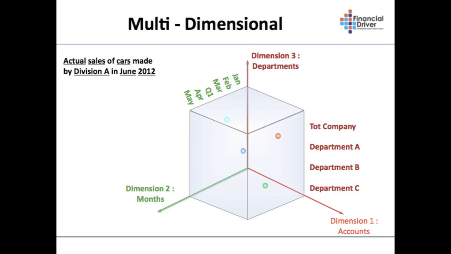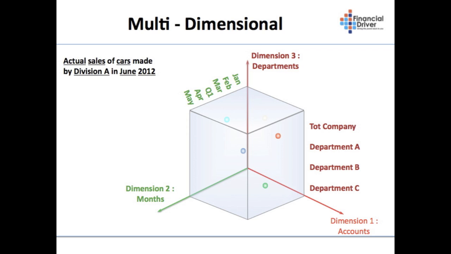To begin with, Financial Driver is a multi-dimensional system. For those of you not familiar with this term, it means that data is stored according to the business dimensions that make up a number. For example, actual sales of cars made by Division A in June 2012 describes what the data represents. Each item, actual, sales, cars, and so on, is a separate business dimension.